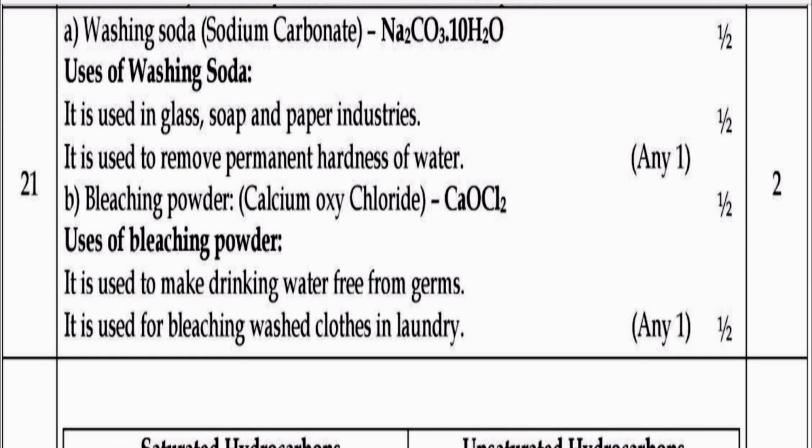First, washing soda is also called sodium carbonate, Na2CO3.10H2O. Uses of washing soda are: it is used in glass, soap and paper industries. It is used to remove permanent hardness of water. Next, bleaching powder, calcium oxychloride, CaOCl2. Uses of bleaching powder are: it is used to make drinking water free from germs and for bleaching washed clothes in laundry.